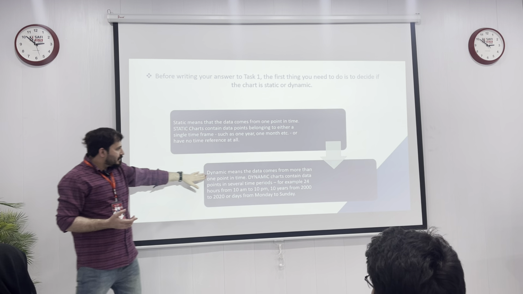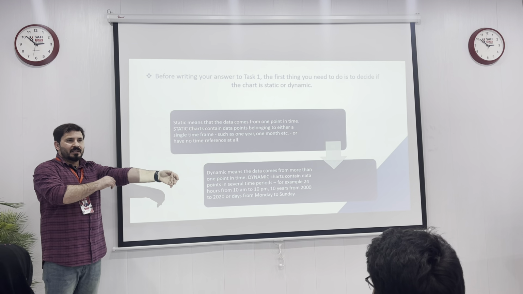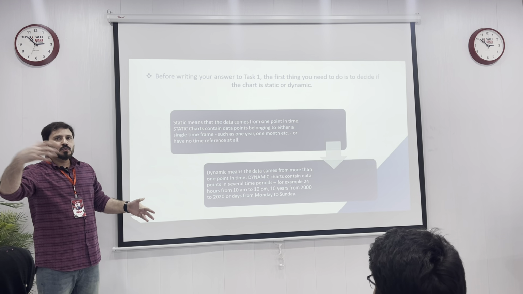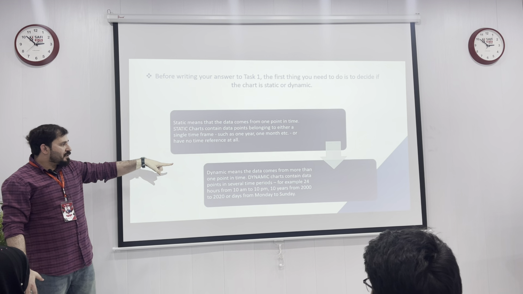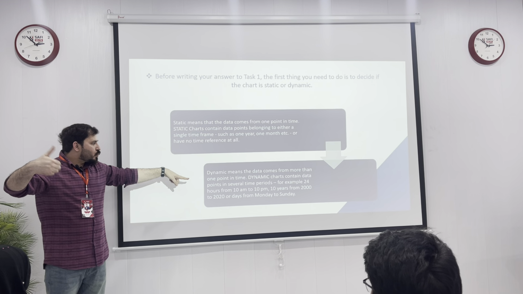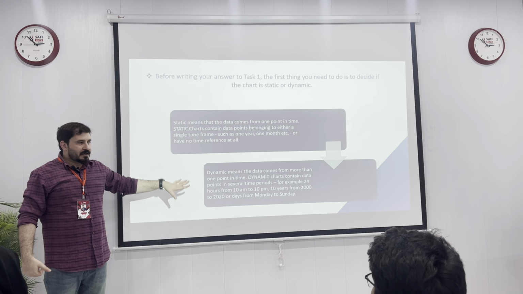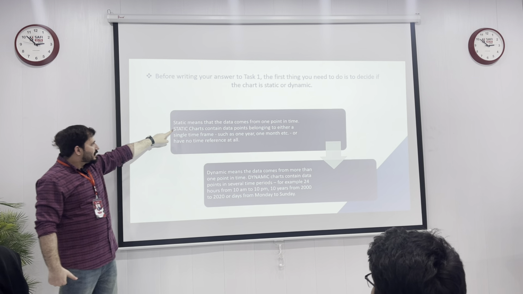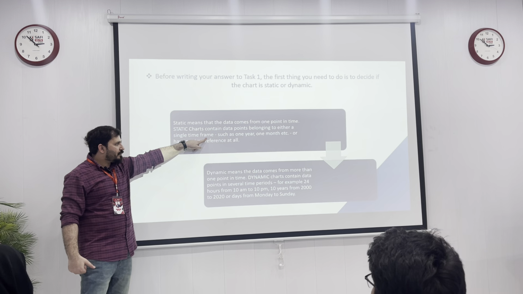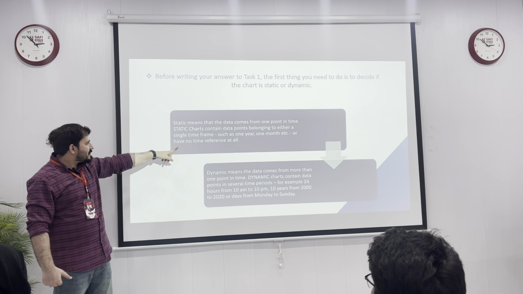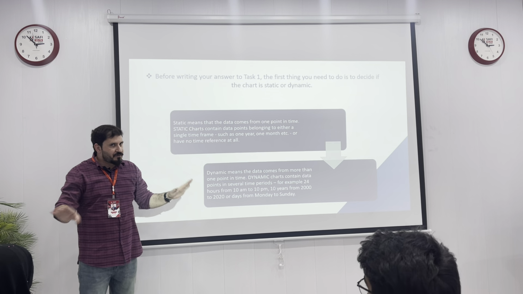Excellent. Number 2, dynamic means the data comes from more than one point in time. For example, 2000, 2001, 2002, 2003, 2004, 2005. So that's more than one point in time, and that's why we call it dynamic. Static charts contain data points belonging to either a single time frame, such as one year or one month, or have no time references at all.